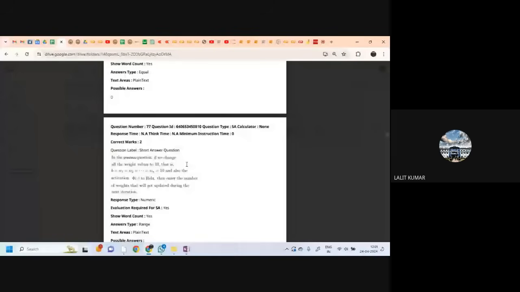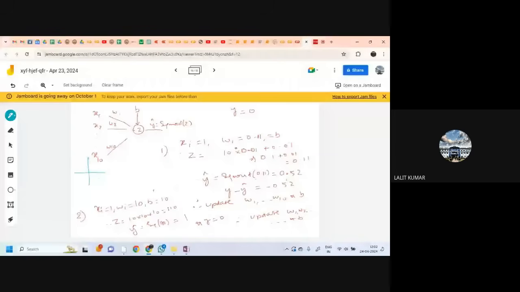For understanding the previous question, if we change all the weight values to 10 and also the activation function to ReLU, then enter the number of weights that update during the next iteration. What happens for the ReLU? The ReLU function looks like this. It is like this.